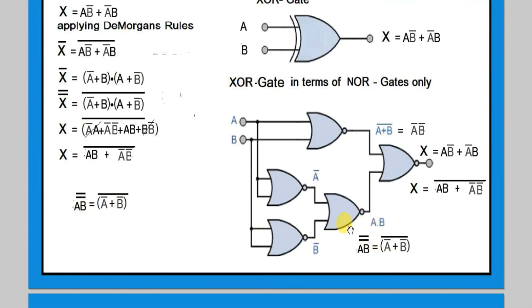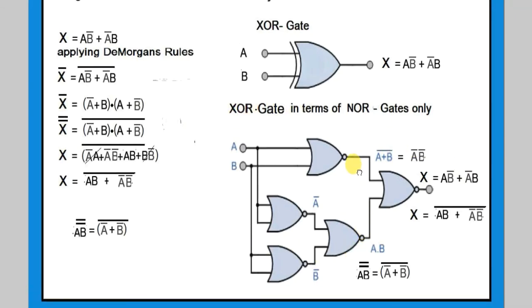And from here, A plus B complement is equal to A complement B complement individually. When these two are fed both at the input, we get AB plus A complement B complement whole complement, which is equal to the output X equals A B complement plus A complement B. So we have expressed the exclusive OR gate in terms of the NOR gates only. Okay, this is the last one.